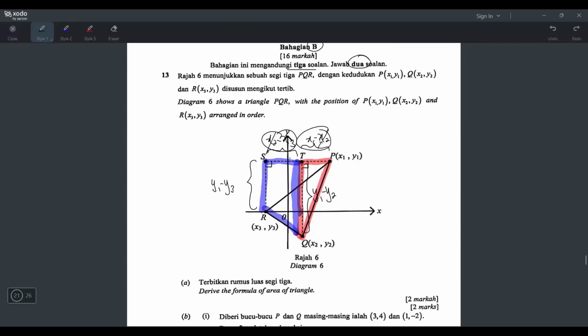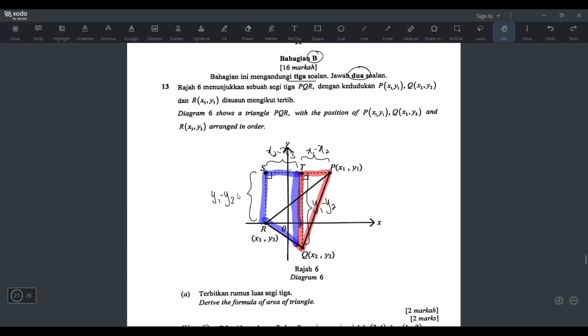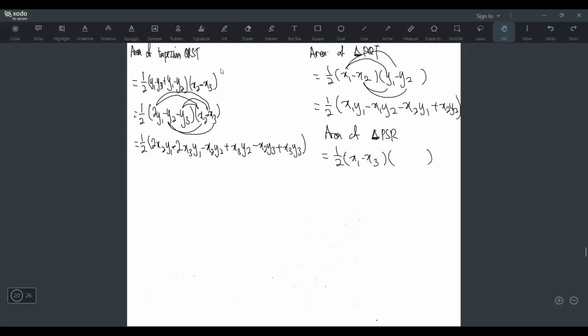Because when you take this one plus this one, the X2 minus X2 becomes 0. And then you are left with x1 minus x3, same also. Or you can just look at the point here. This point is x1 minus x3. So x1 minus x3 is what I write here, and then times the height of the triangle, which is from S to R, and I already wrote it beside here, y1 minus y3. So you can just put it in.